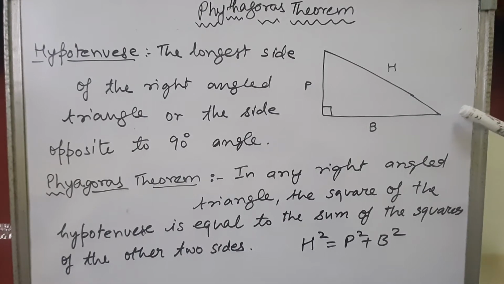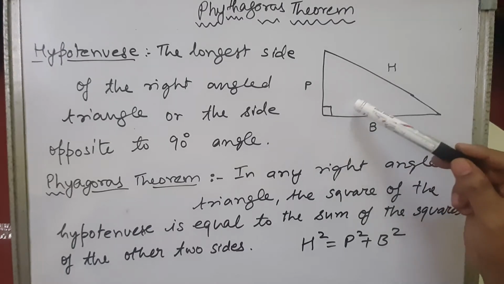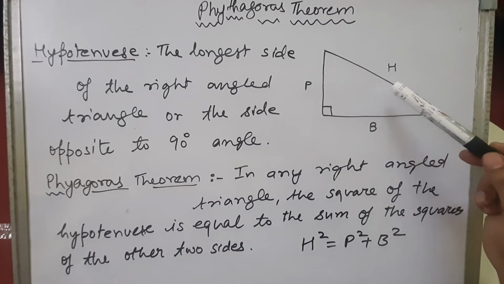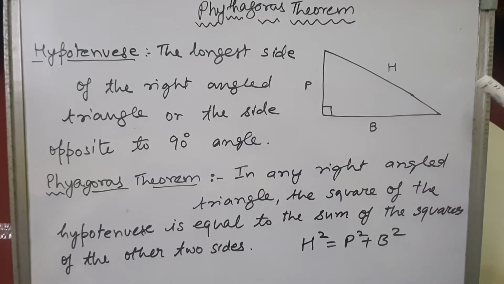What is a triangle? A figure enclosed by three straight lines is called a triangle. It has three vertices or three corners. One, two, three. These are the vertices of the triangle, right? And in any triangle, if one angle is 90 degrees, then that triangle will be called a right angle triangle. So you can see that the triangle has three sides. The side which is opposite to the 90-degree angle is called the hypotenuse. Hypotenuse is also the longest side of the triangle.